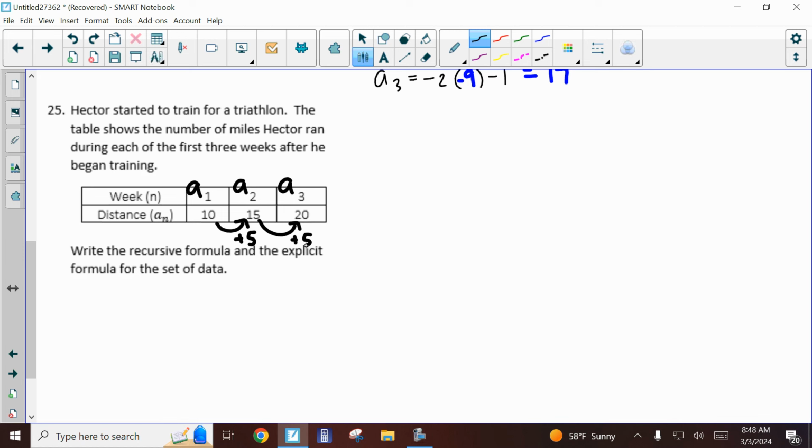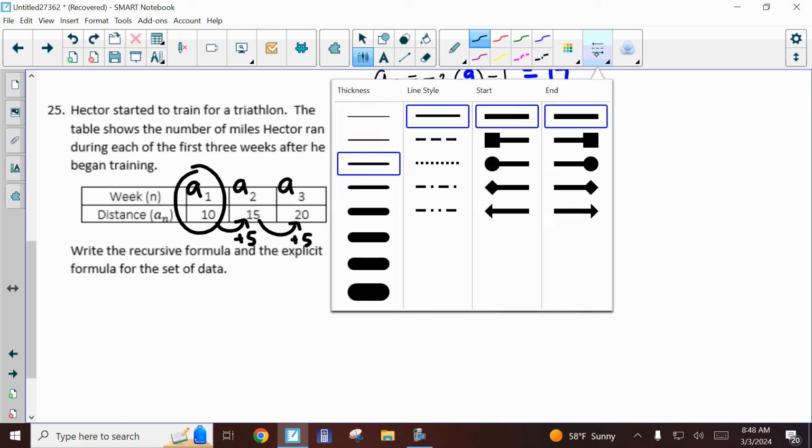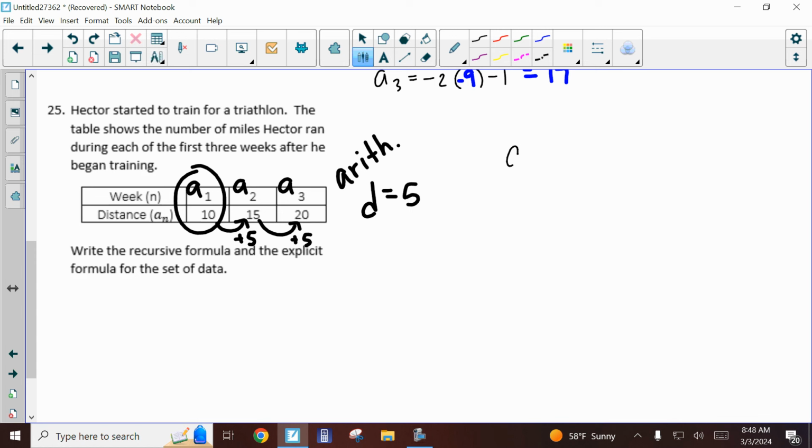So right away, that tells us that this pattern is arithmetic. So if we have an arithmetic pattern, that means that D is equal to 5. And then to do anything, we always have to know the first term. So there's the first term. So now it says write the recursive formula. The recursive formula follows this pattern here. It's A1 equals, A n equals A n minus 1, that means the previous number, and then plus D. And then we have to say what A1 equals.